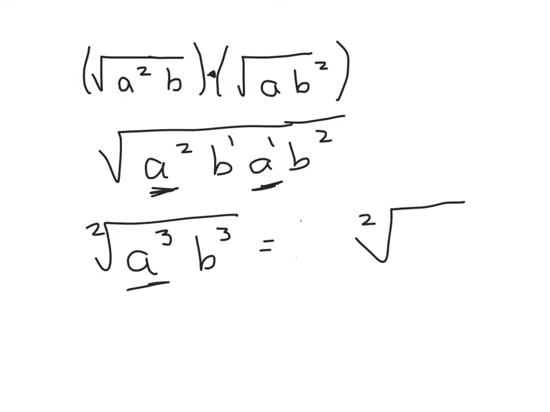2 will go into 3 how many times? Once. So you bring out an a to the 1. But how many was left over? 1. So you have to leave an a to the 1. That's the remainder, it has to stay underneath the square root.